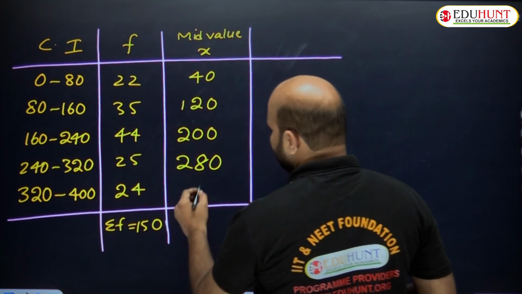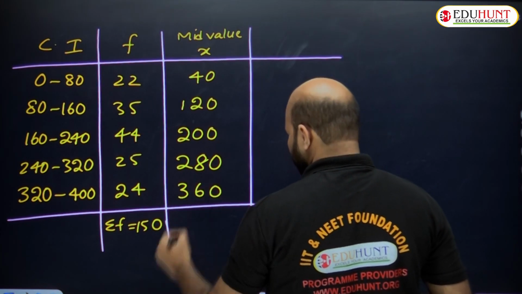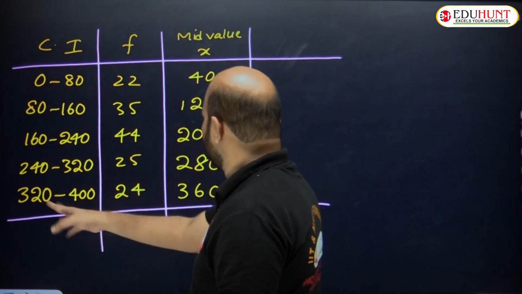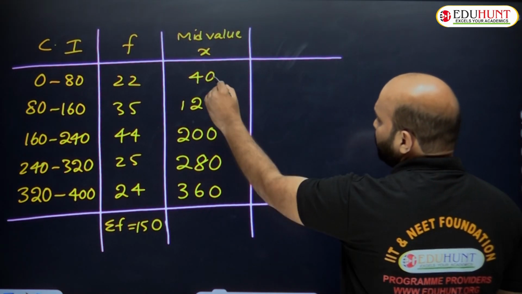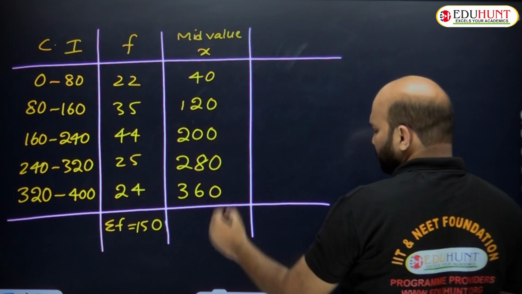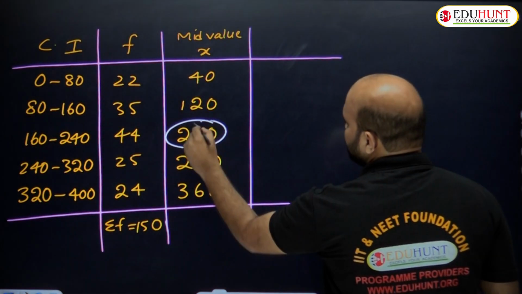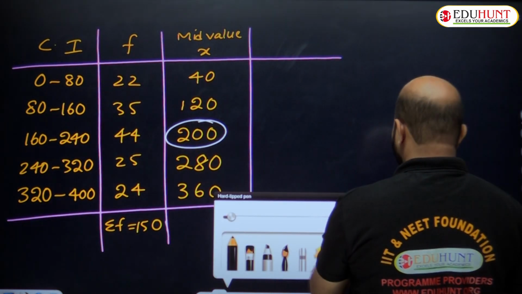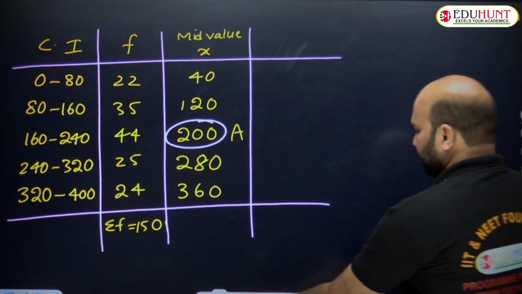So 280, next one 80 added. This is 80, nothing but 360. So average, this is 720 by 2, 360. So in that middle value, you need to notice that. What is the in-between value? It will be considered as an assumed mean. That is called A. A is nothing but the assumed mean. Am I clear? Yes.